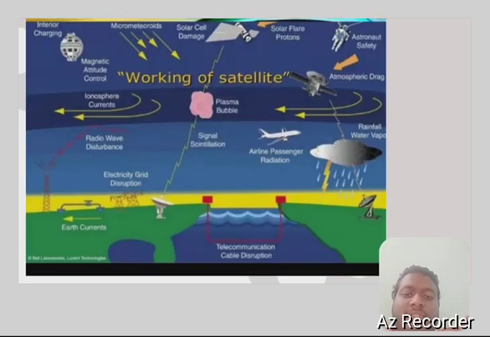This is the working of satellite communication. Let's go through it.